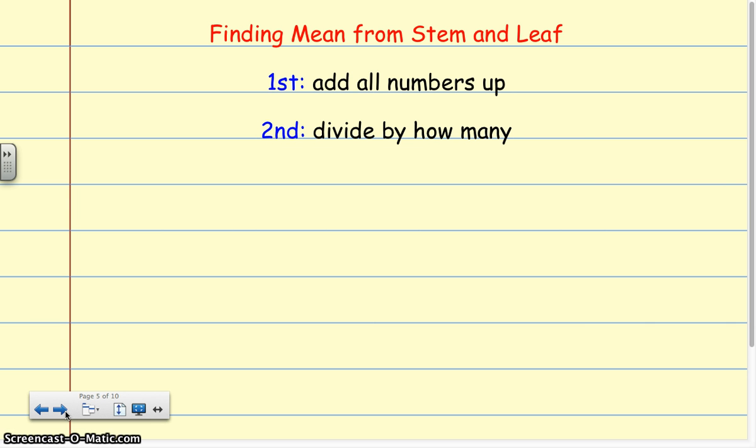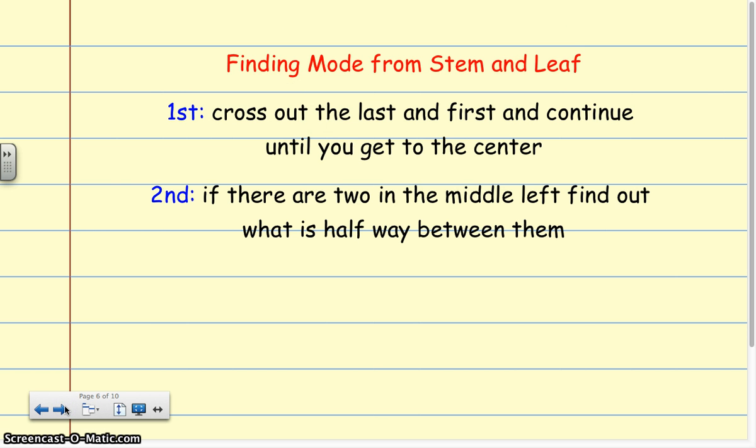We're going to be asked to find the mean from stem and leaf. When you find the mean, we just add all the numbers up and divide by how many numbers there are. We are also going to be asked to find the median from stem and leaf. To find the median of a stem and leaf, the first thing we're going to do is cross out the last and the first parts of the leaf, and then we continue until we get to the center. Just like normal medians, if there are 2 in the middle left, we find what is halfway between the 2 of them. We look for that halfway point.